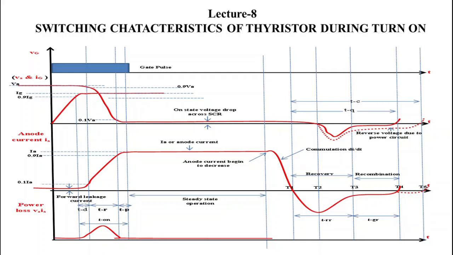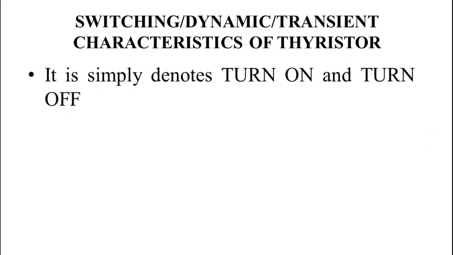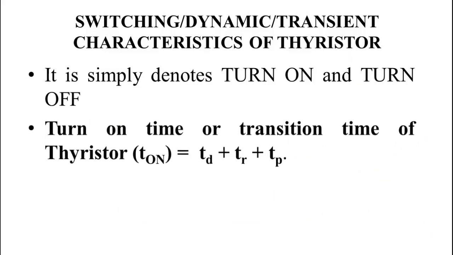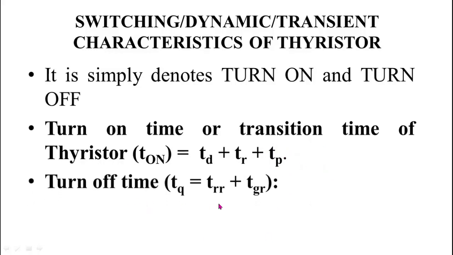This is lecture number 8 and today we are going to study switching characteristics of thyristor. Switching characteristic of thyristor is also known as dynamic or transient characteristic. It is basically turn on and turn off characteristic of SCR. Turn on time of SCR is equal to delay time TD, rise time TR and spread time TP. While the turn-off time of SCR is equal to reverse recovery time TRR and gate recovery time TGR.